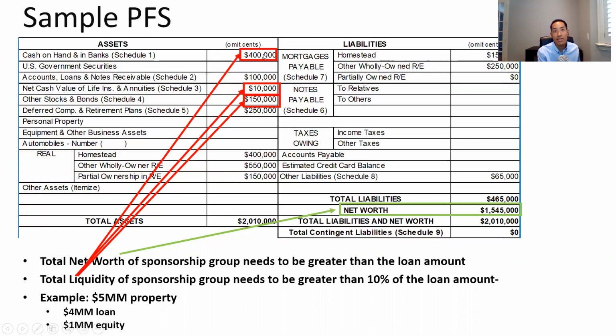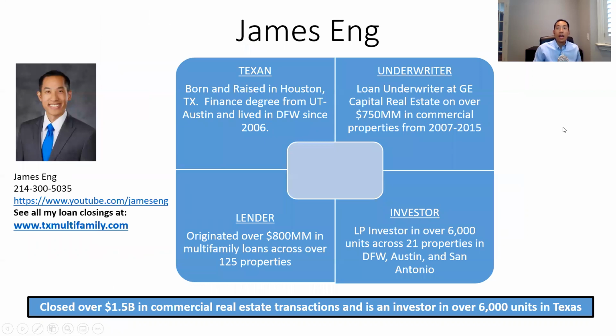So the things here in red, your cash in accounts, your cash value life insurance, and then your other stocks and bonds. So this is just marketable securities outside of retirement. Usually we count the cash on hand and potentially the stocks and bonds, but very rarely do we actually have to get into the net cash value on the life insurance. So that's how you fill out the PFS. You can get a form from the website and request it there.